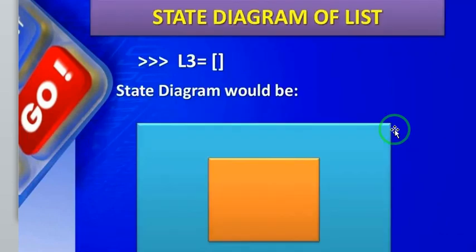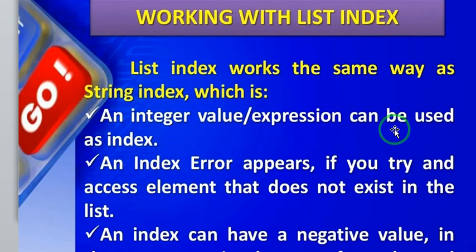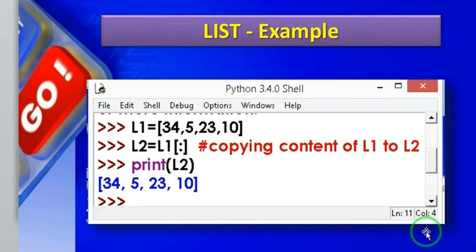So if it's an empty list, we won't do any listing. So important points to note are, as I mentioned earlier, it's the same as string indexing. Any integer value can be used, and an index error occurs if we access elements which don't exist in the list, and they can also have negative values.